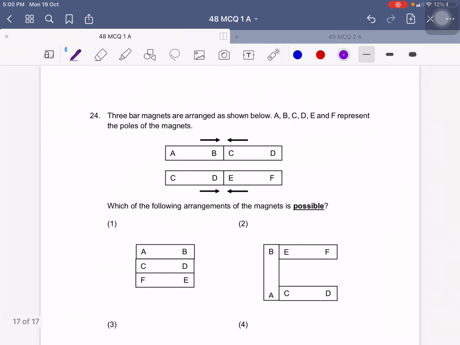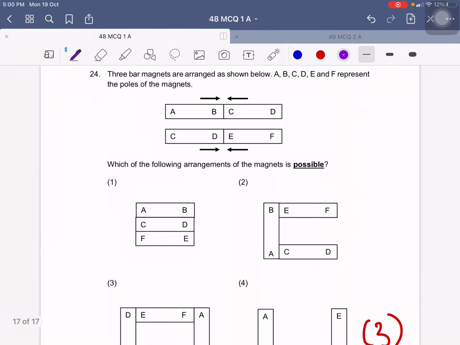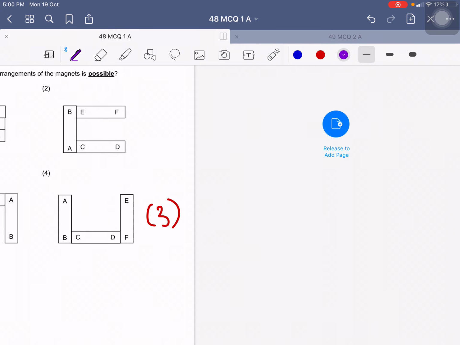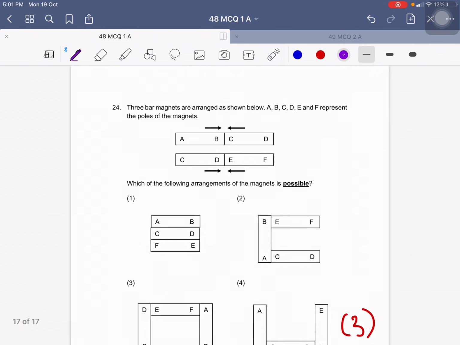Okay, question 24. Last question. I think it's the last one. Yeah. Okay, now which of the arrangements, let me read the question first. 3 bar magnets are arranged as shown. And A, B, C, D, E, and F represent the poles. So if you look at the arrow here, that means there's attraction. Alright, the arrows are pointing towards each other. So attraction. Now attraction means unlike poles are facing each other. Okay, so same thing here. This is attraction.